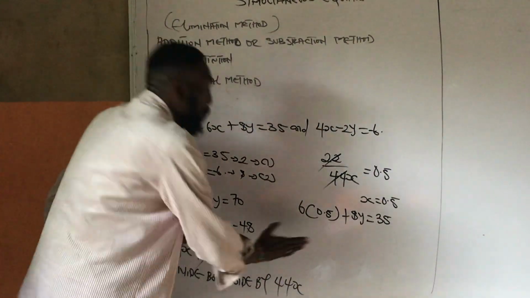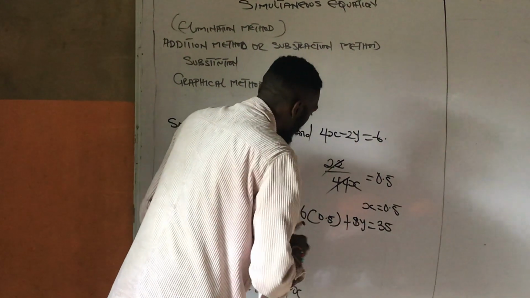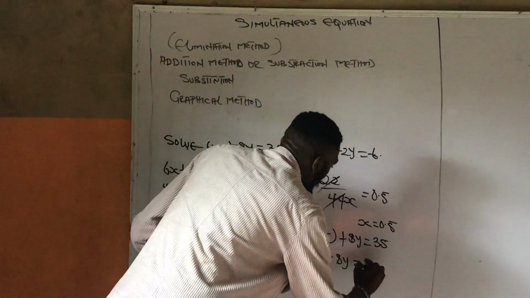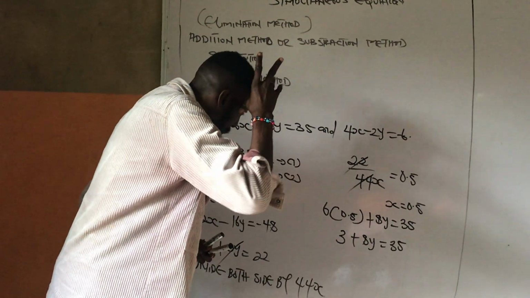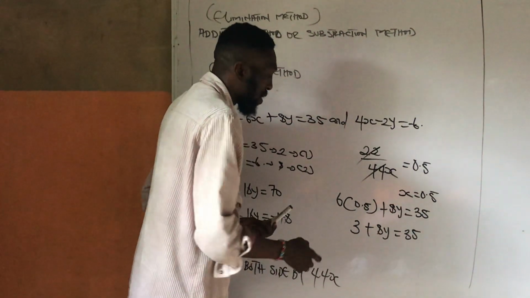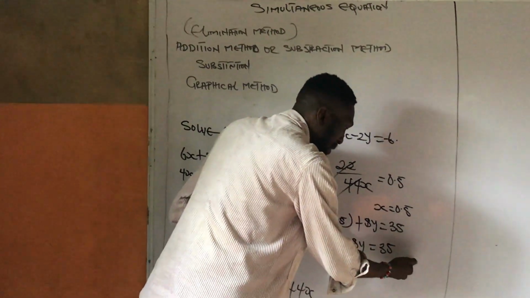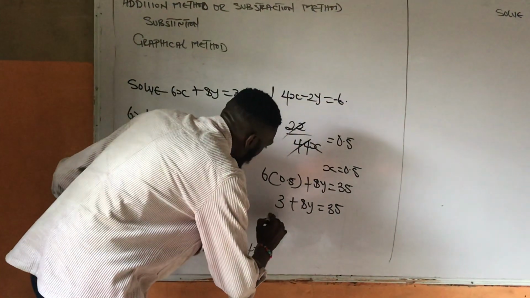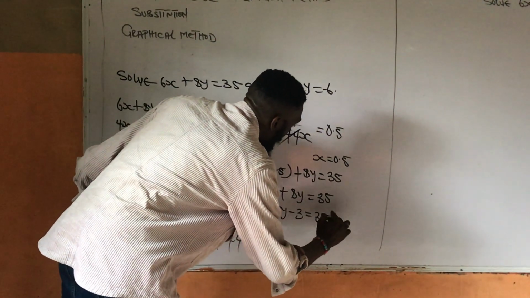At this junction, I need to open my bracket. So I'm going to say 6 times 0.5, and 6 times 0.5 is going to be 3. Plus 8y equals 35. Now this junction, easiest of easiest. I'm going to minus both sides by 3. Why am I saying that? Because anytime the plus sign crosses the equal to sign, it becomes minus. I'll put it down so you can understand. 3 plus 8y minus 3 equals 35 minus 3.